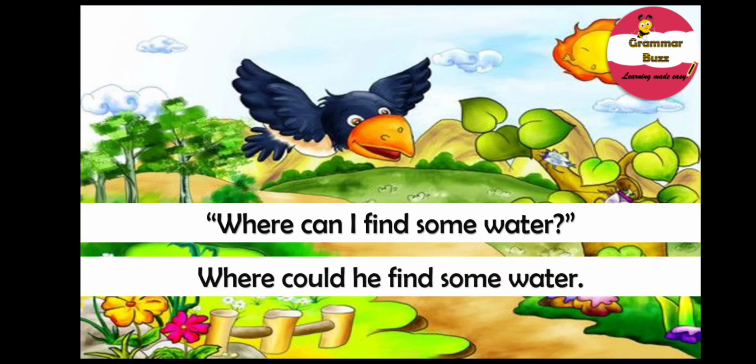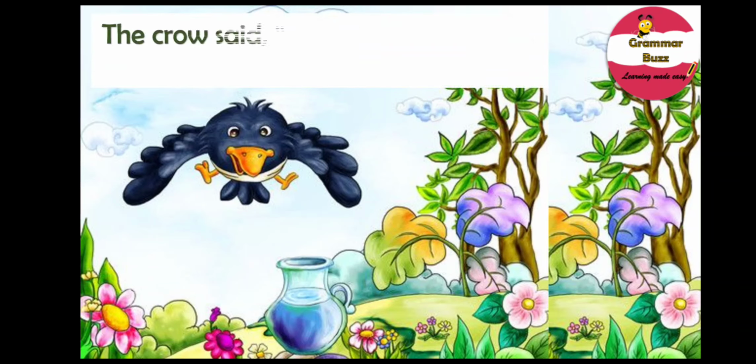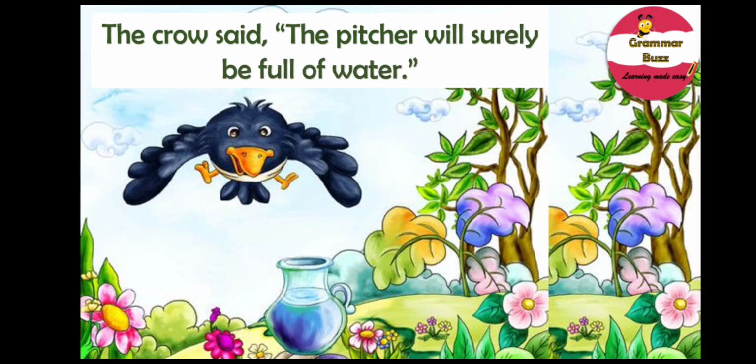After a long time, he came across a farm. Under one of the trees on the farm was a pitcher of water. Happy that he found some water finally, he swooped down to the tree and then down to the ground. He quickly moved towards the pitcher and looked inside. And the crow said, "The pitcher will surely be full of water." Yes, that's your sentence. The crow said, "The pitcher will surely be full of water."